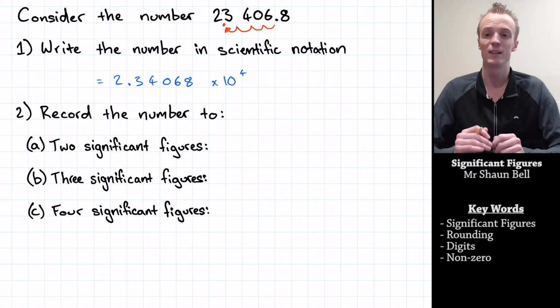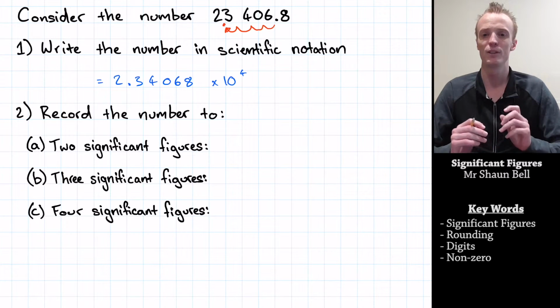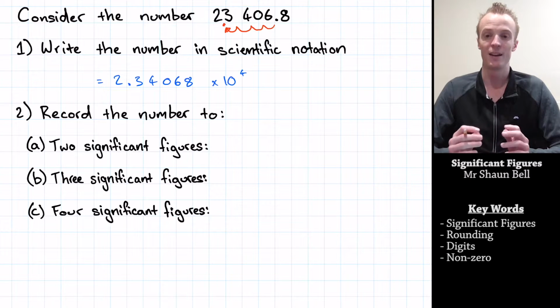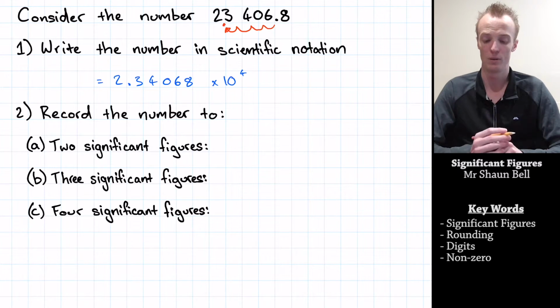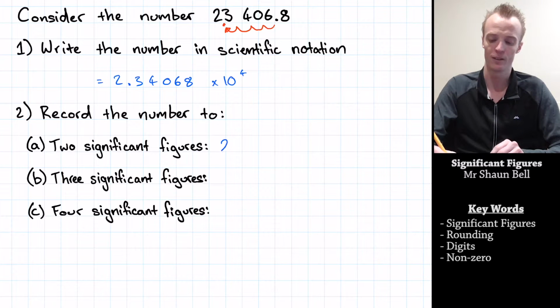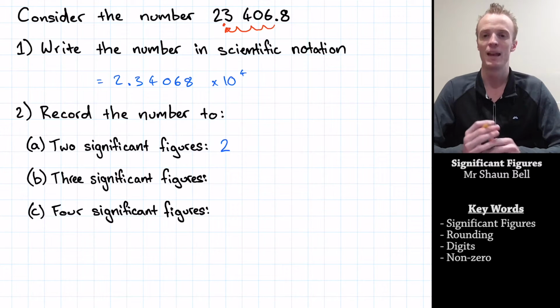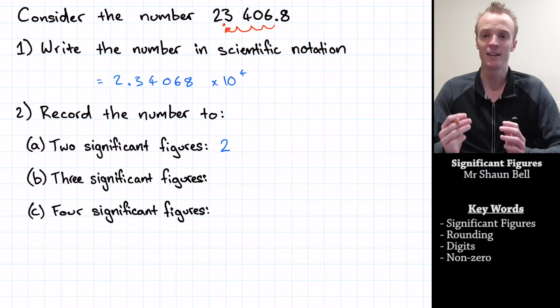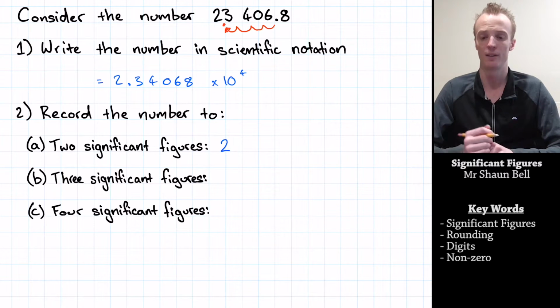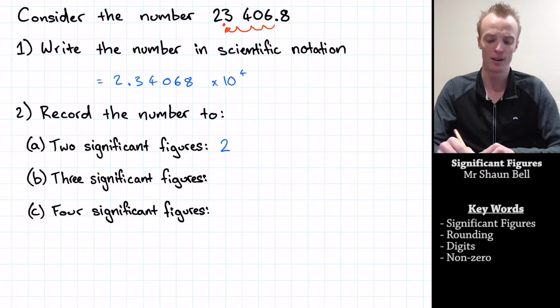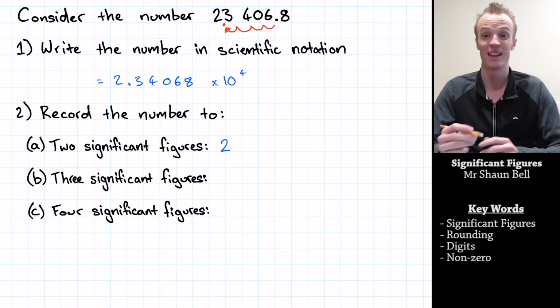Well, significant figures follow a set of rules. The first significant figure is the first non-zero digit in our number. In this case, the first non-zero digit is the 2. So we record the first significant figure down. But then, after the first significant figure, every remaining digit becomes significant. So in this case, the 3, the 4, the 0, the 6 and the 8 are all significant figures.